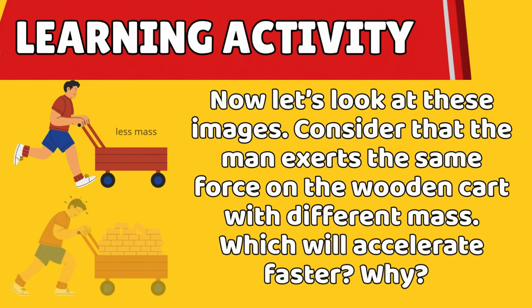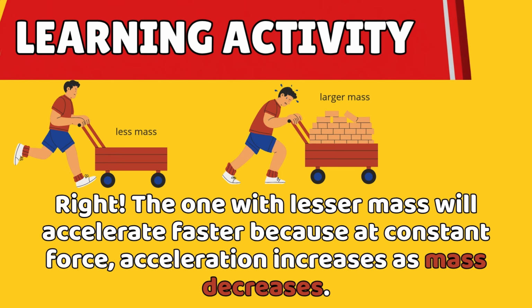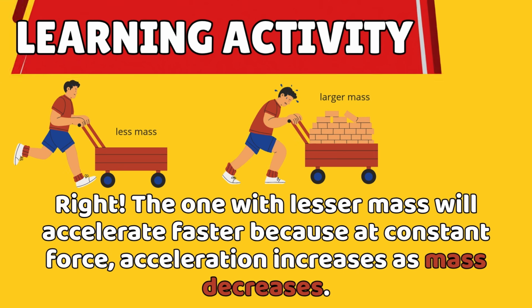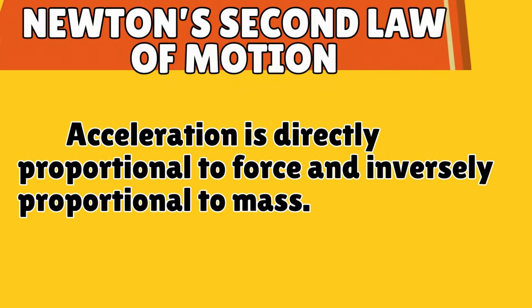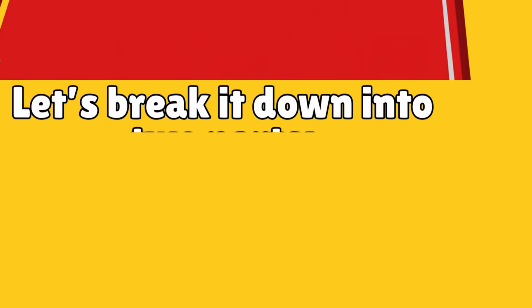This time, let's look at these images. Consider that the man exerts the same force on the wooden cart with different mass. Which will accelerate faster and why? Correct. The one with lesser mass will accelerate faster because at constant force, acceleration increases as mass decreases. So from the activity, we learned Newton's second law of motion, which states that acceleration is directly proportional to force and inversely proportional to mass.